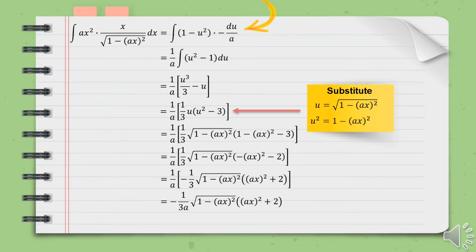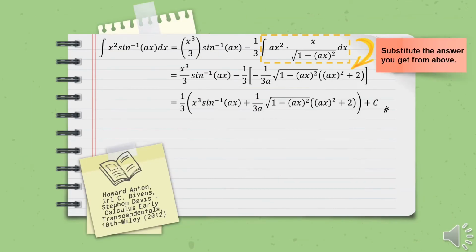Then we will simplify the equation. So we will get 1 over a times 1 over 3 square root of 1 minus ax squared times negative ax squared minus 2. After that, we need to move the negative sign to the front. So 1 over a times negative 1 over 3 times square root of 1 minus ax squared times ax squared plus 2. And then we multiply the constant. So we will get negative 1 over 3a times square root of 1 minus ax squared times ax squared plus 2.